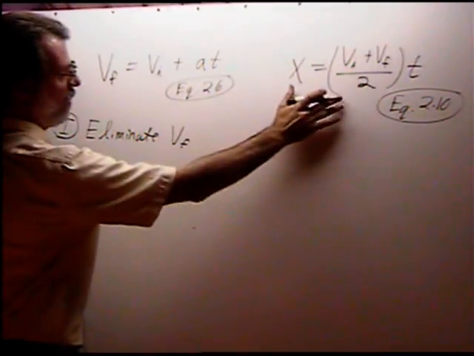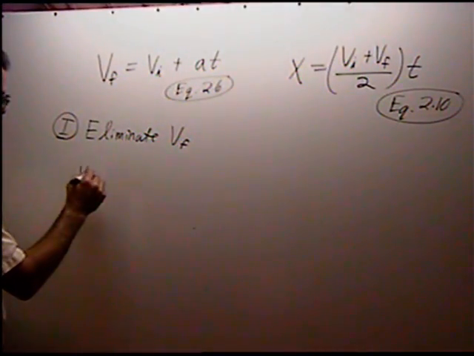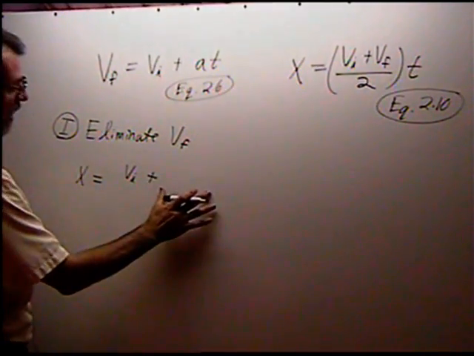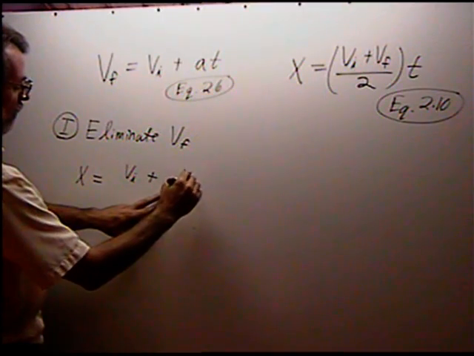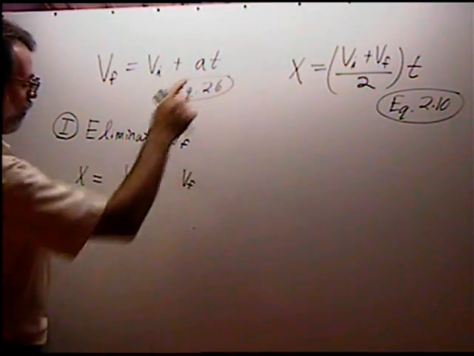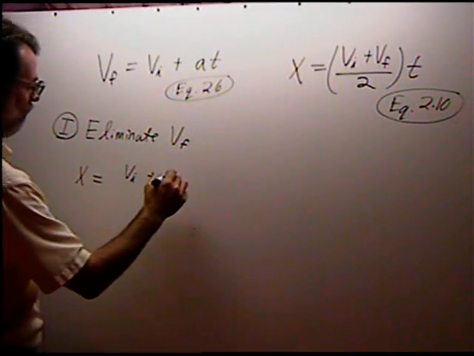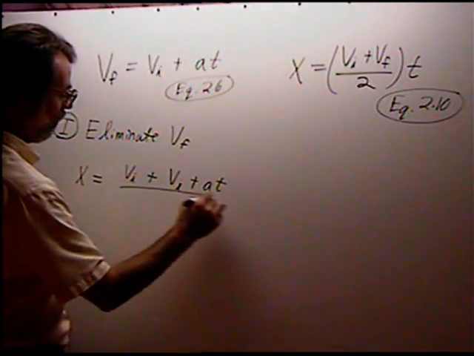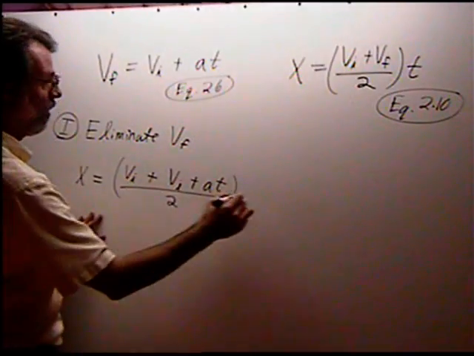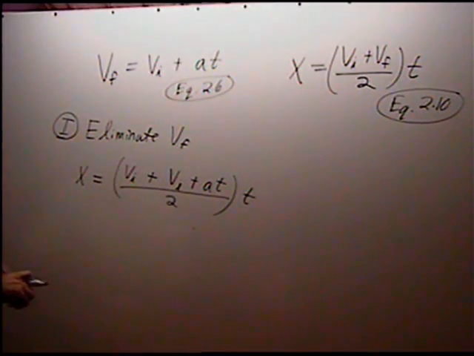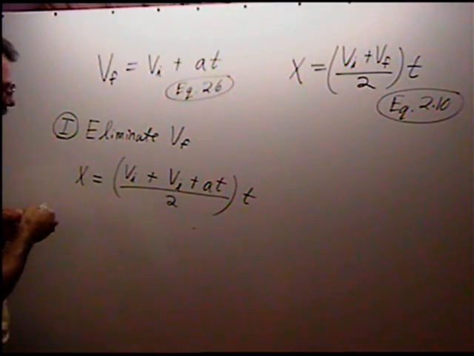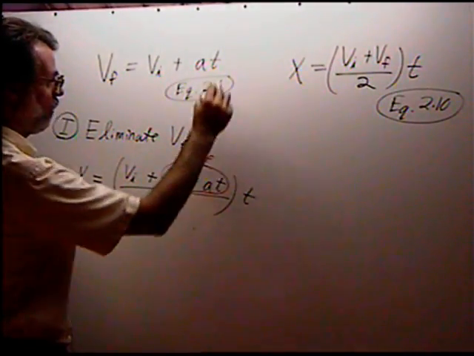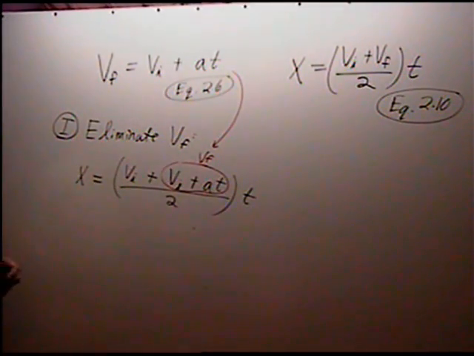I'm going to take this equation and I'm going to substitute the final velocity right into here. So I'm going to take the second equation, x equals the initial velocity plus, and in place of the final velocity, I'm going to substitute this expression here. So I'll have the initial velocity plus acceleration times time, all divided by 2 times time. So you notice what I did. This expression here is simply the final velocity, which I substituted this for. Okay?